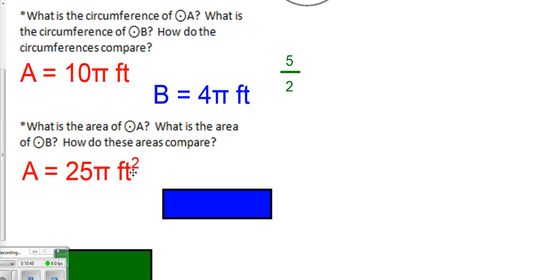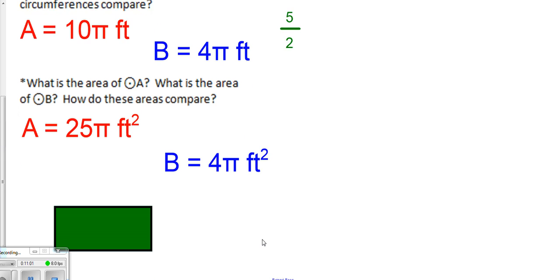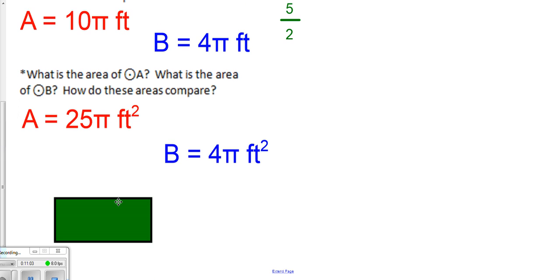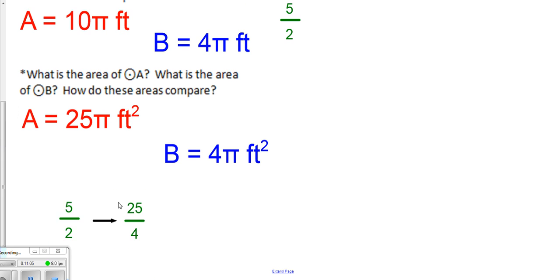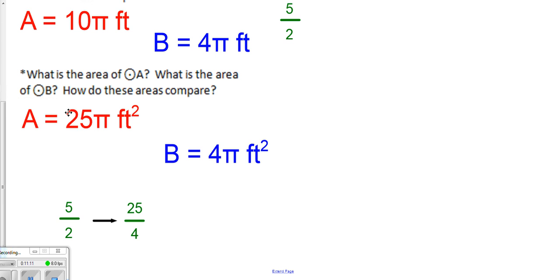Remember, it's feet squared because it's two-dimensional. Area of circle B is going to be 4 pi feet squared. 2 squared is 4 times pi feet squared. How do these areas compare with each other? Well, it's not going to be 5 over 2 anymore. This is actually 25 over 4 is how these ones would compare.